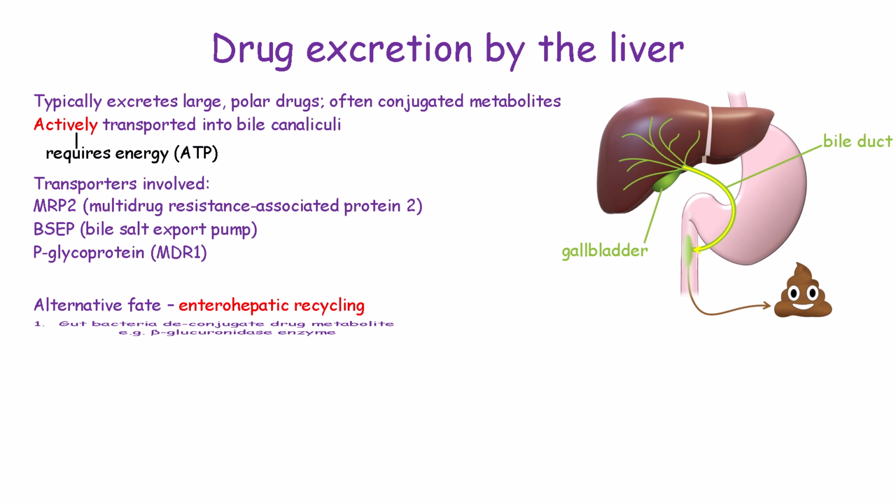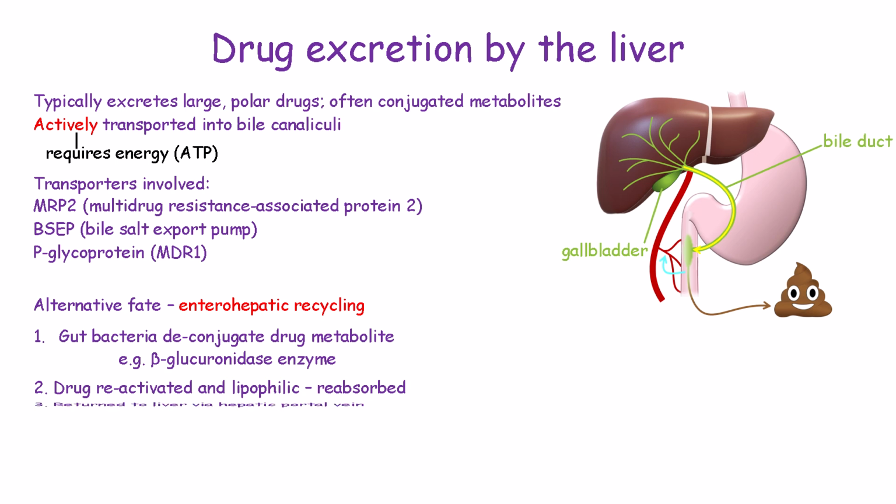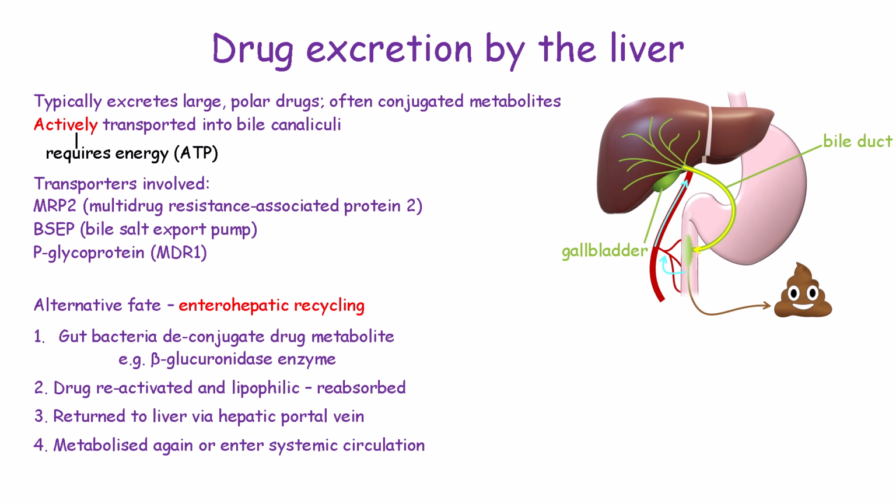Drug metabolites in the intestines can be deconjugated by gut bacteria using enzymes like beta-glucuronidase. That can reactivate the drug and restore its lipid solubility so that it can be reabsorbed into the mesenteric circulation. The drug returns to the liver via the hepatic portal vein, where it can be metabolized again or enter the systemic circulation. In this way, the cycle can repeat itself over and over again.